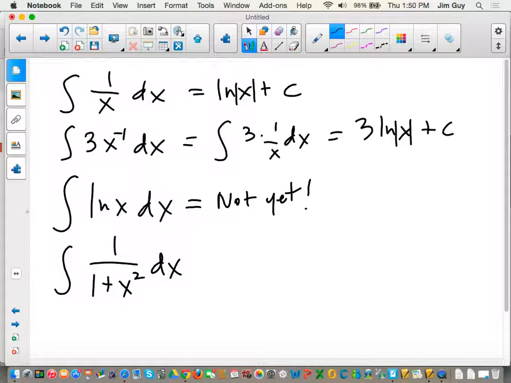Oh. This is not a not yet one. You know this one. You're supposed to know this one. Oh, wait, yeah, not inverse. Inverse something, right? Sine. Not quite. Tangent. Inverse tangent. So, inverse tangent of x plus c. This is why it was important to have them all memorized.